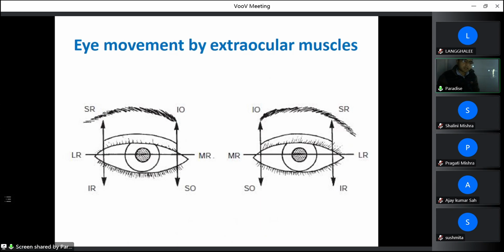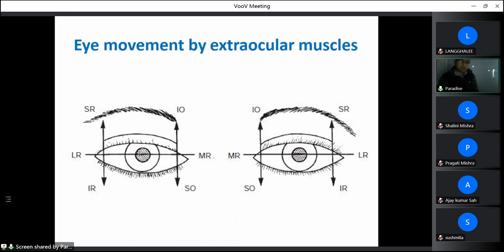Eye movement by extraocular muscles. In the eye, there are 6 extraocular muscles: lateral rectus, medial rectus, superior rectus, inferior rectus, so there are 4 rectus and 2 oblique muscles. There is some confusion in the inferior oblique and superior oblique. Even though the name is inferior oblique, it moves the eye superiorly and medially. In case of superior oblique, even though the name is superior, it moves the eyeball inferiorly and laterally. The lateral rectus moves the eye laterally, medial rectus moves the eye medially, superior rectus moves the eyeball superiorly, and inferior rectus moves the eye inferiorly.